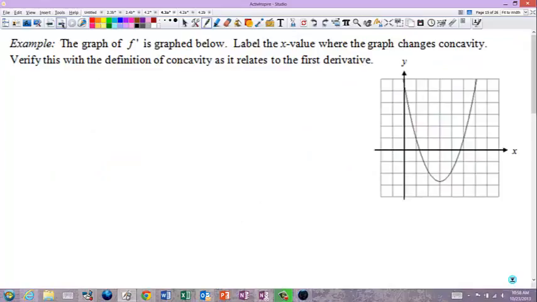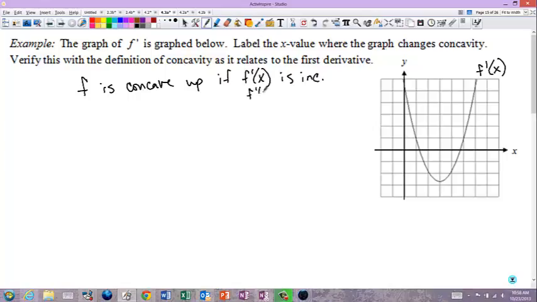The graph of f prime is graphed below. Label the x value where the graph changes concavity. Verify this with the definition of concavity as it relates to the first derivative. This is where it gets tricky. This is f prime. Okay, what is the definition of concavity? F is concave up if f prime of x is increasing, which means f double prime of x is greater than 0.